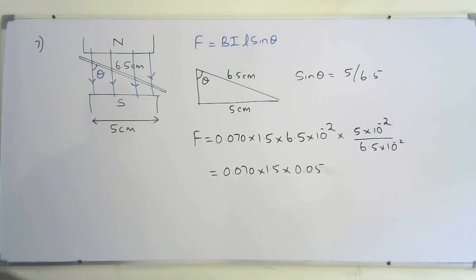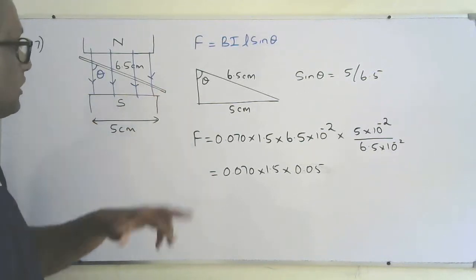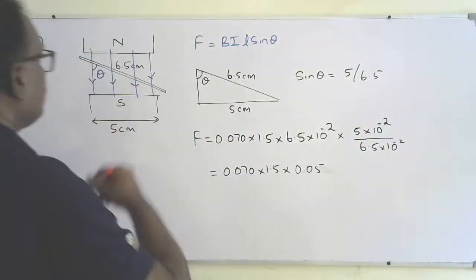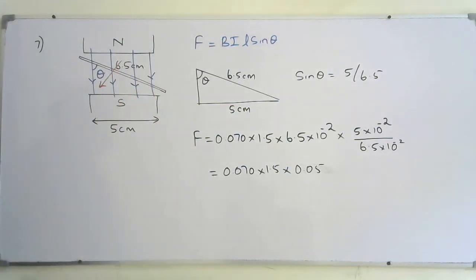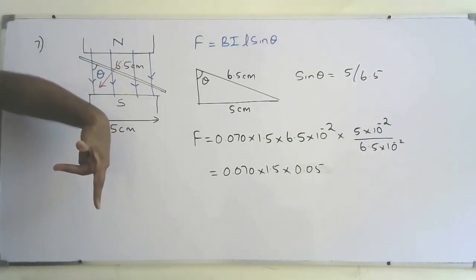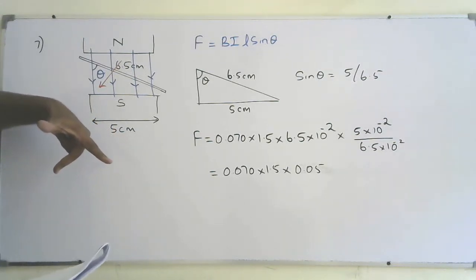So we know the magnetic field is downwards. Use Fleming's left-hand rule. Magnetic field is downwards. The magnetic field component which is perpendicular to the rod will be this way. This is the direction of the magnetic field which is perpendicular to the rod. Use Fleming's left-hand rule. Magnetic field downwards. The component which is perpendicular will be this direction. So the direction of the current is upward.